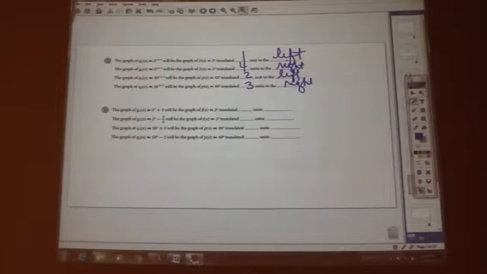Letter D, the graph of g of x equals 2 to the x plus 3 will be translated 3 units up. The graph of g of x equals 2 to the x minus 5 halves will be translated 5 halves units down. The graph of 10 to the x plus 5 will be the graph of p of x equals 10 to the x translated 5 units up. And the graph of 10 to the x minus 2 will be the graph of p of x equals 10 to the x translated 2 units down.